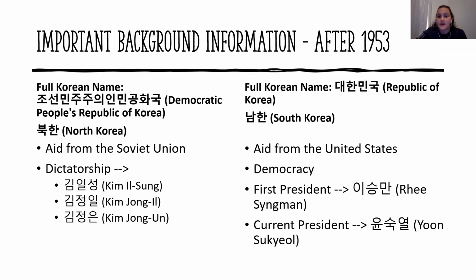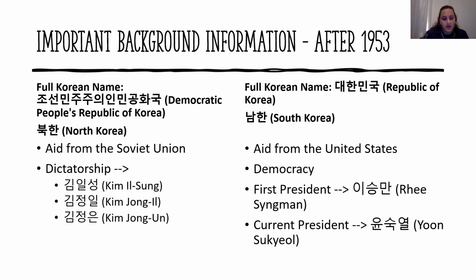Okay, so now we're going to look at a little bit of background information from after the Korean War. So when the two countries split, they made their own names. South Korea is known as Daehanminguk, which is the Republic of Korea, and then North Korea they call themselves Joseon Minjujuui Inmin Gonghwaguk, which is essentially the Democratic People's Republic of Korea.